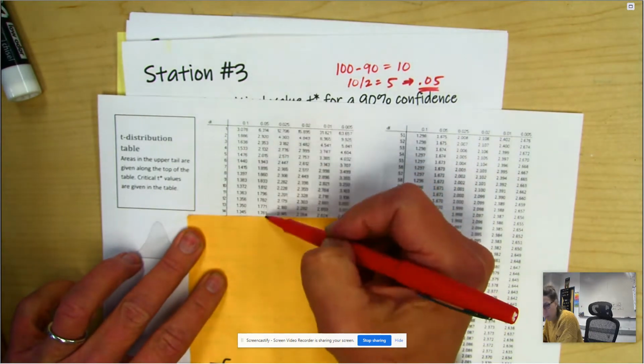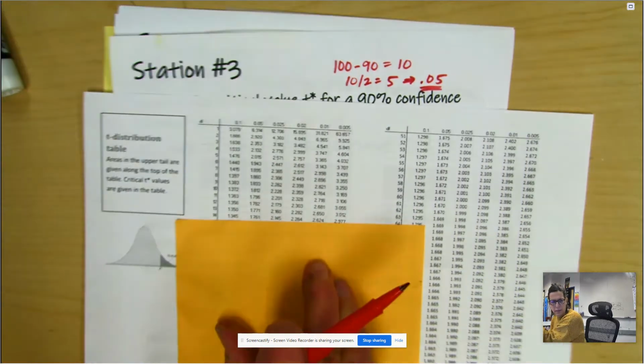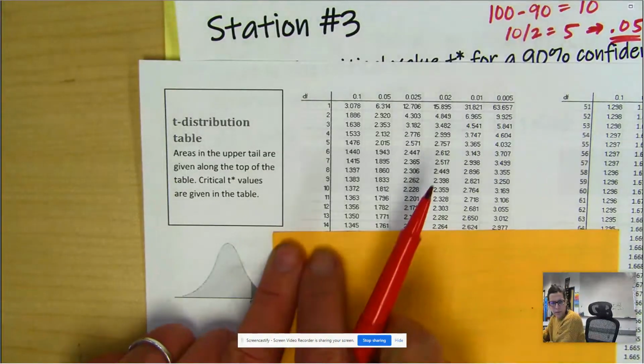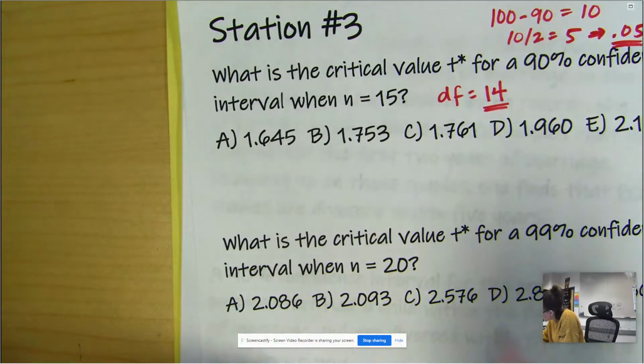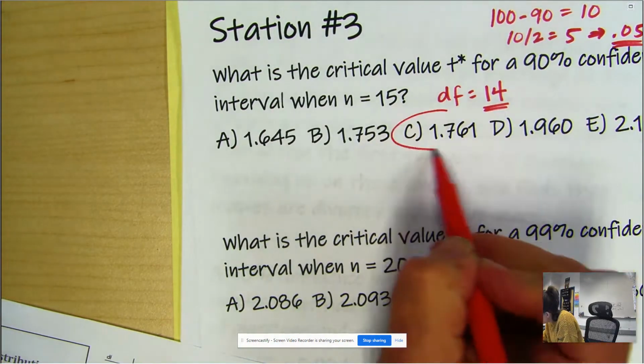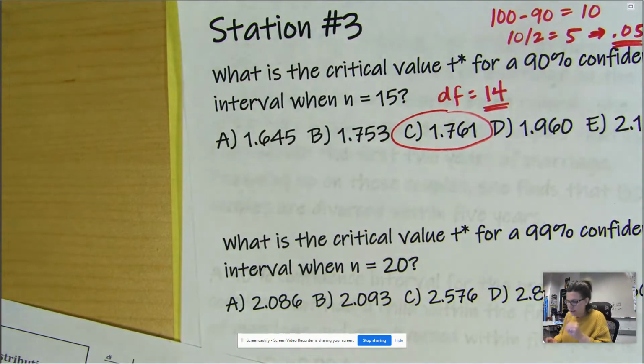14, 0.05, 1. Oh boy, you can't see that, huh? 14, 0.05, 1.761 right here. C. Sure hope that's the answer. Yes, I think it is.